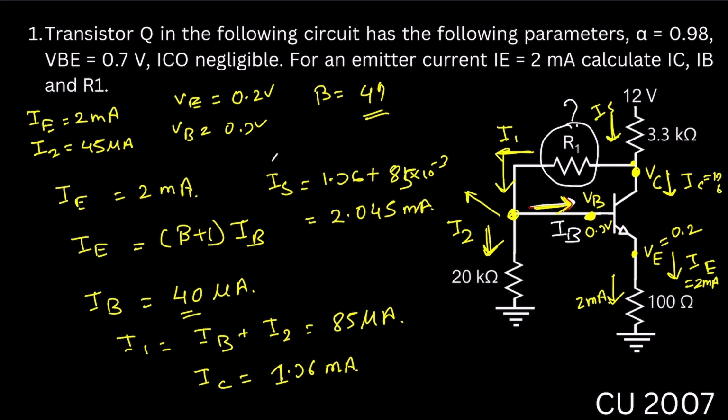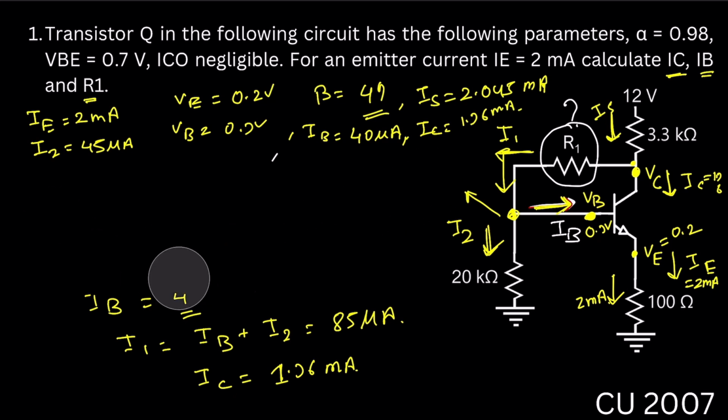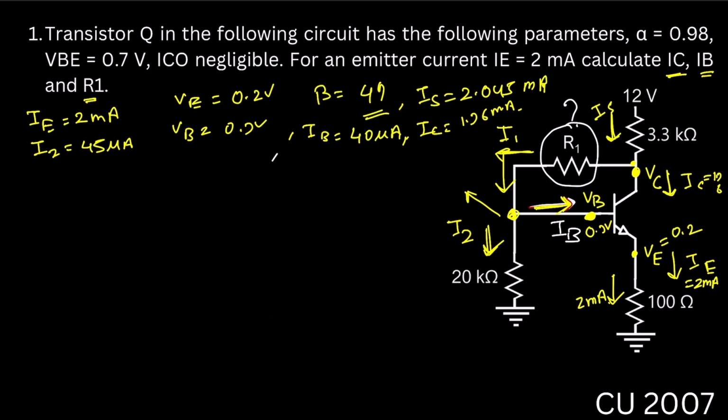Now they need IC and IB, and we already have the values of IC and IB. Now we need to know the value of R1. So here I write down IS is 2.045 milliampere, IB equal to 40 microampere, IC equal to 1.96 milliampere. So just remove this one. Now we need to know the value of R1. How will we get that?